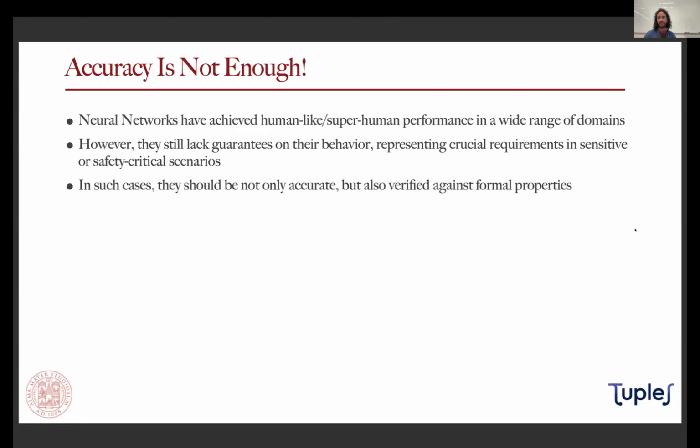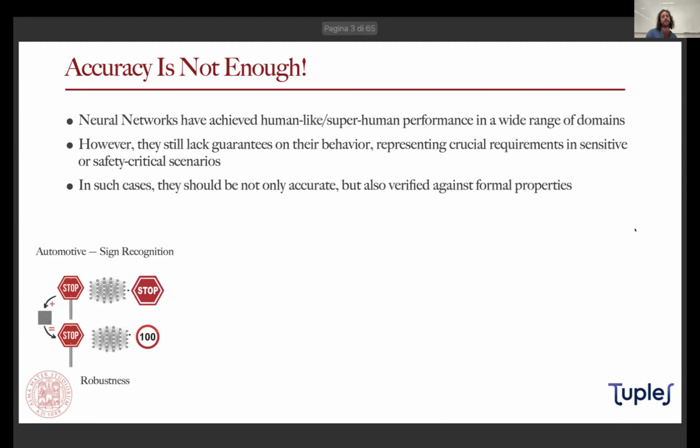So we are still unable to guarantee that these systems indeed behave as expected, which is, however, a crucial requirement in those scenarios that can be defined and considered sensitive or safety critical. So, to give you an example, let's consider a neural network to recognize street signs in a driverless car. This is clearly a safety critical scenario where you might like to enforce some robustness.